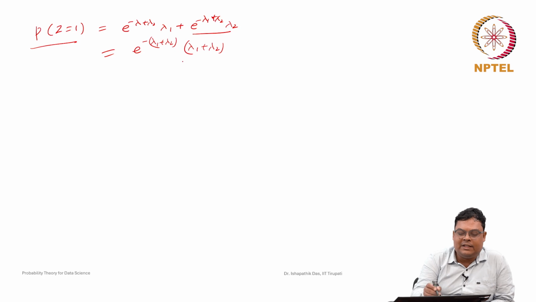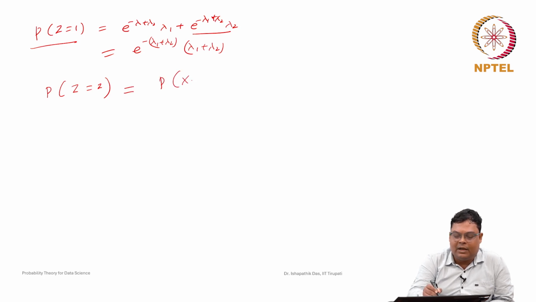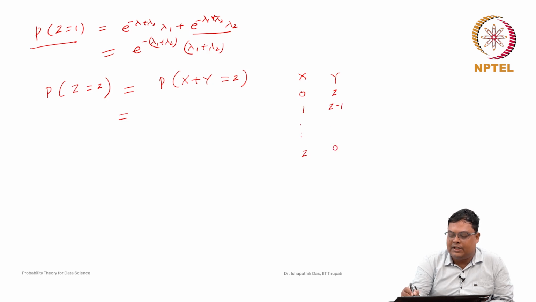So, basically in general, if we write probability that z equal to some small z, z can be 0, 1, 2, 3 anything, this is nothing but we have to find probability that x plus y is equal to z. Now, how can we find this probability? The possibility is x, y. So, if x is 0, y has to be z, because total is z. Now, if x is equal to 1, then this value has to be z minus 1. Like this, it can go up to z, and if x is z, then y is 0.